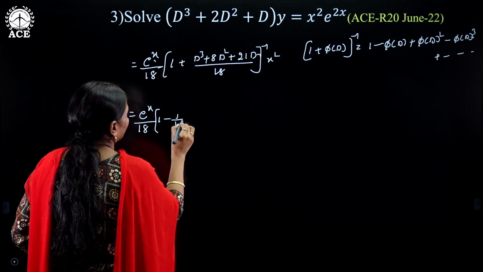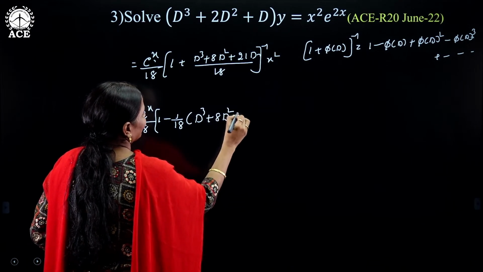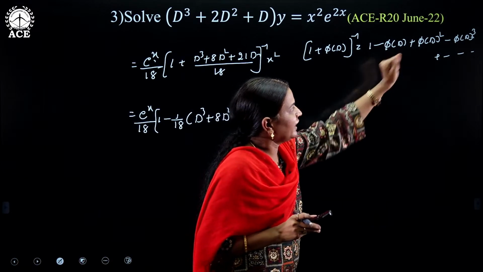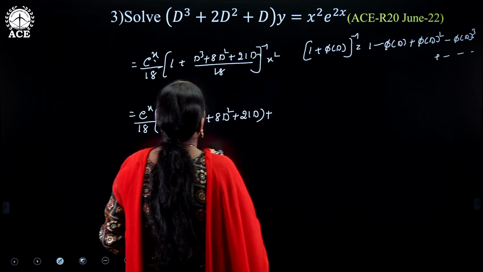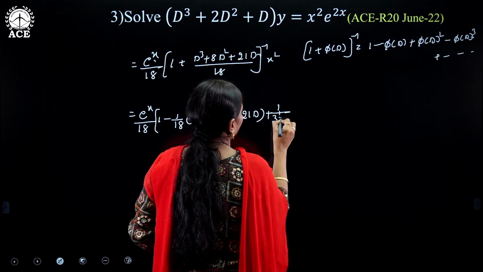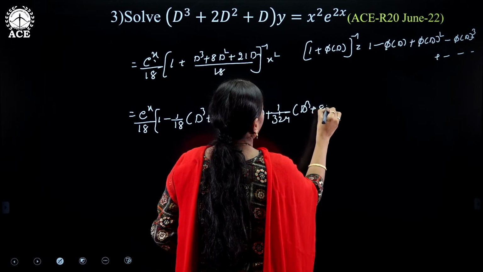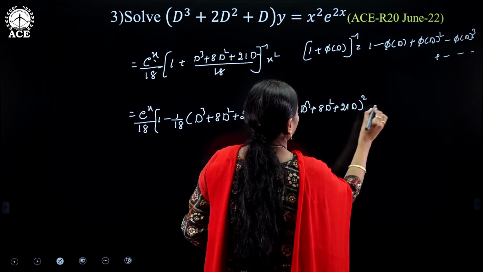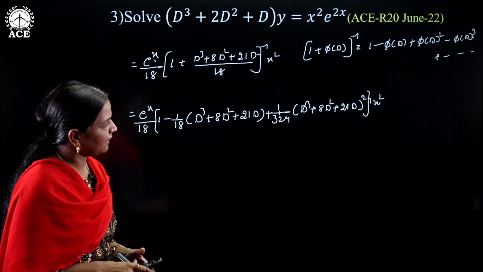So what is the phi of D? 1 by 18 into (D cube plus 8D square plus 21D). Next, plus (phi of D) whole square. So (phi of D) whole square is equal to plus 1 by 18 square. 1 by 18 square is nothing but 1 by 324 into (D cube plus 8D square plus 21D) whole square, whole into x square. First, neglect the higher order derivatives.